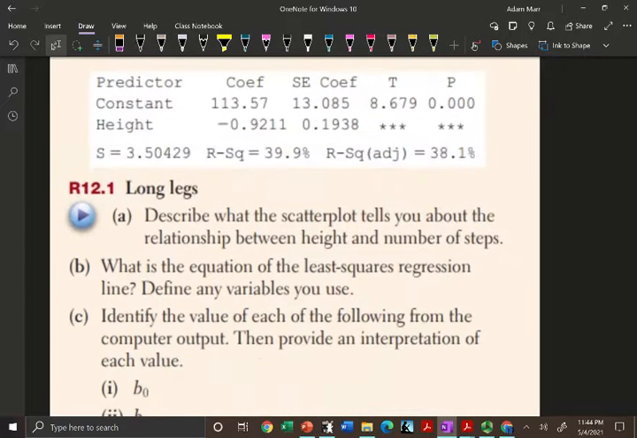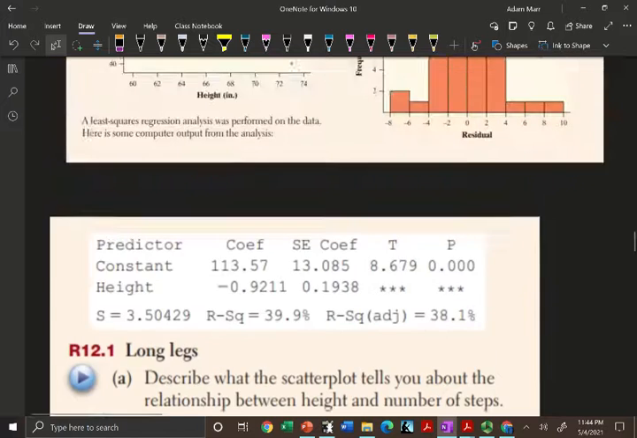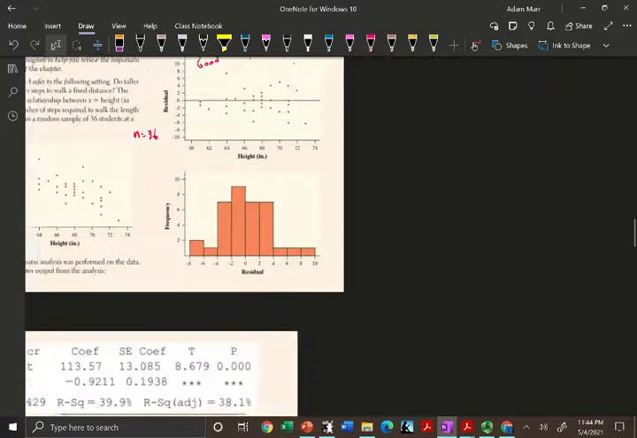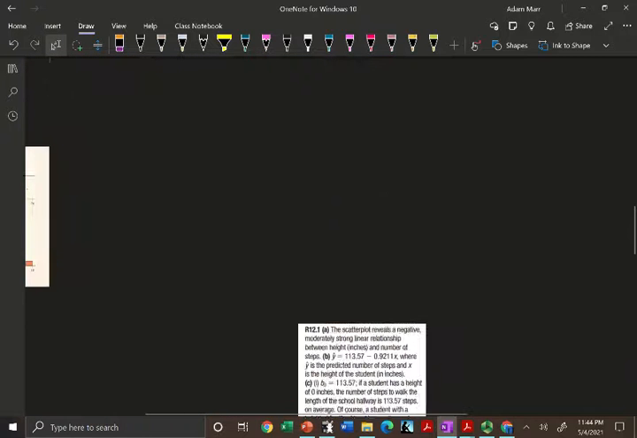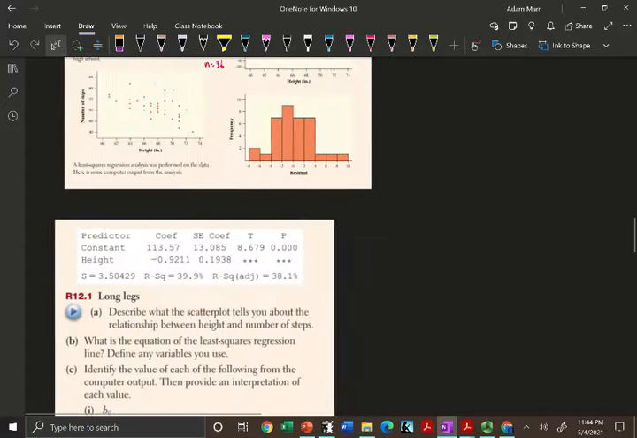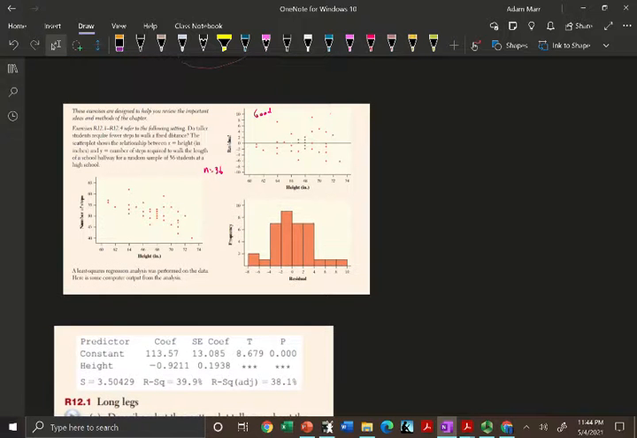All right, A, describe what the scatter plot tells us about the relationship between height and number of steps. Well, it looks like there is definitely a linear relationship. What we said: the scatter plot reveals a negative, moderately strong linear relationship between height in inches and number of steps. We know that because the scatter plot has a random scatter. So this reveals a negative, moderately strong relationship between height and number of steps. Okay.